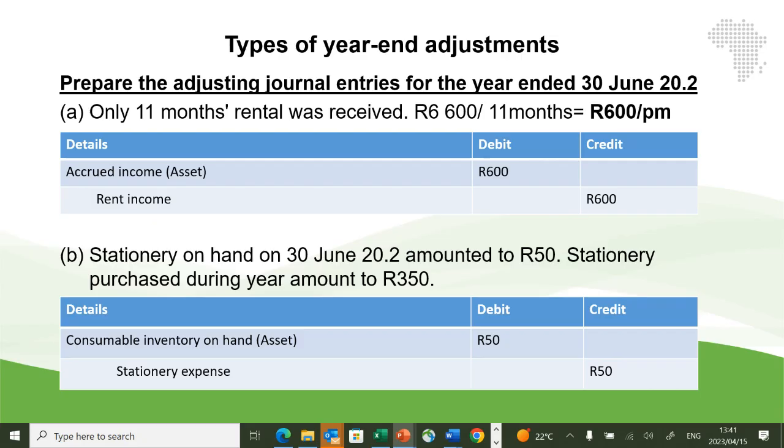Now we are being told that the stationery on hand at 30 June amounted to 50, which means it was never used in the current financial period. What do we need to do then? We need to credit the stationery expense of 50 rand. And what are we going to debit? We're going to debit consumable inventory on hand, which is becoming our asset. So that 50 rand is becoming an asset now. We are removing it from an expense to an asset because we never used it this year, although we've purchased it, but we did not use it.